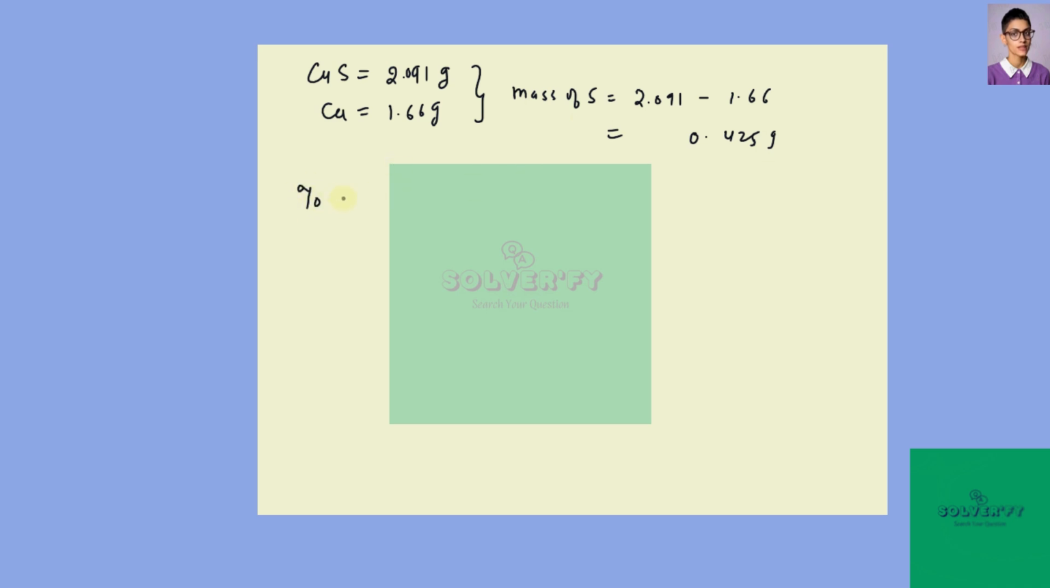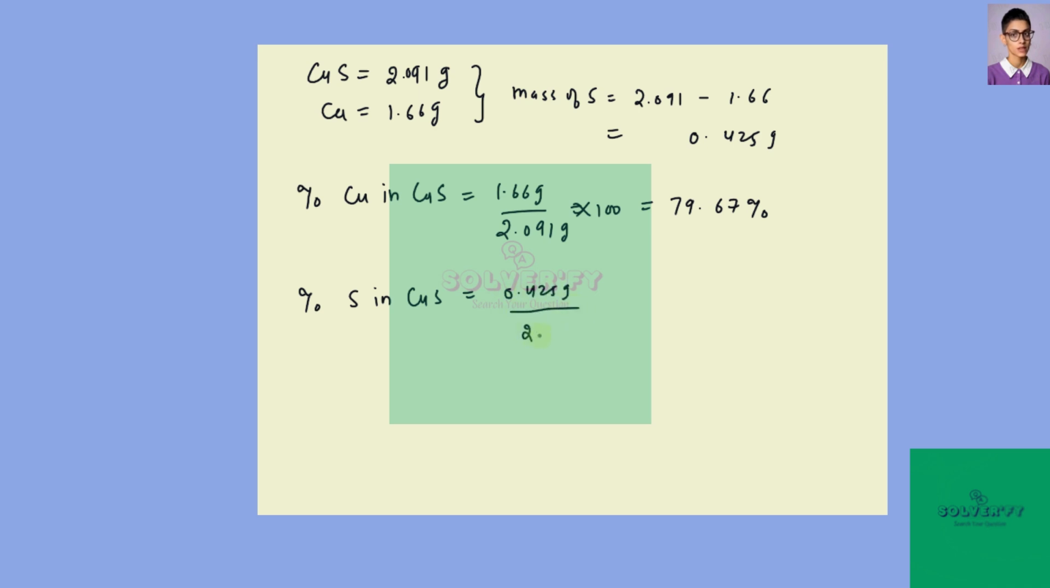Now we will find the percent of copper in copper sulfide, which is equal to the mass of copper, that is 1.66 gram, divided by the total mass of copper sulfide, that is 2.091, and also multiply by 100, which will give 79.67%. Similarly, we will find the percent of sulfur in the copper sulfide compound, which will equal the 0.425 gram, the mass of sulfur, divided by 2.091 gram, the mass of copper sulfide, multiplied by 100, which will give 20.32%.